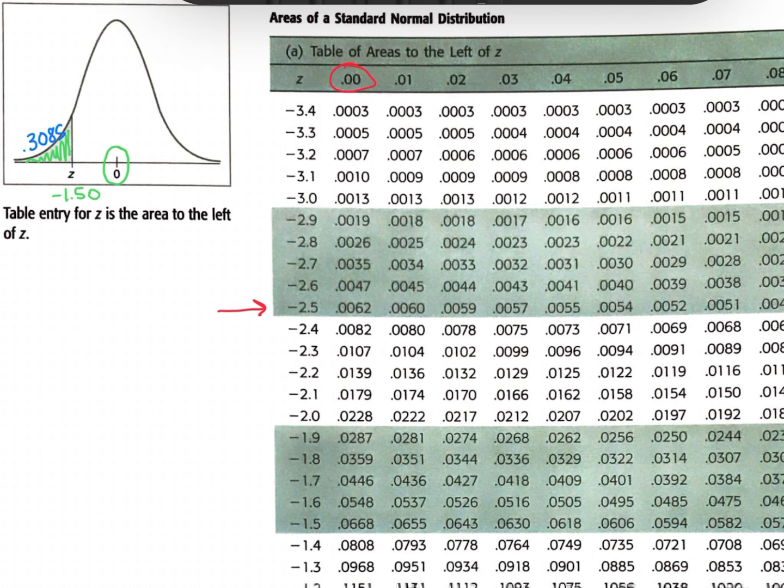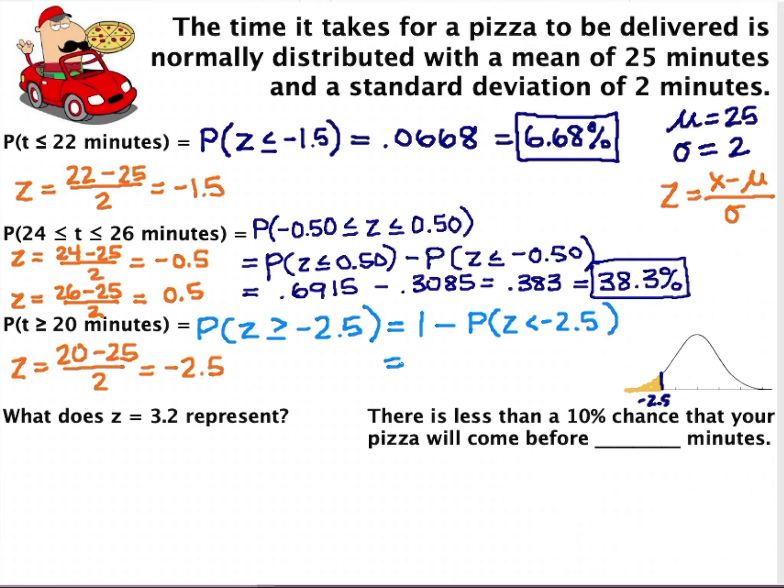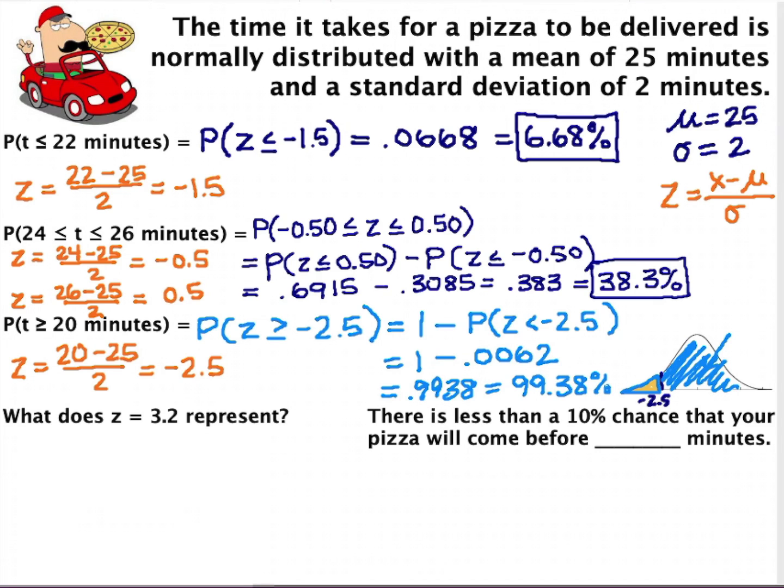Negative 2.50 is 0.0062. So this little chunk, very small, 0.0062, 1 minus that will give me the area that I was looking for, where the z-score is above negative 2.5. And I was right, most pizzas are going to take longer than 20 minutes, 0.9938. There is a 99.38% chance your pizza will take longer than 20 minutes to arrive.